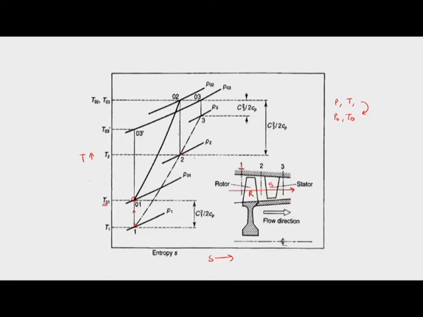Then when we go from 1 to 2, we are basically in the rotor. So, at 2, if we isentropically stop, then we will reach not 2. So, not 2 is the stagnation condition at the outlet of the rotor. So, P naught 1 is the pressure at the inlet of the rotor, and P naught 2 is the pressure at the outlet of the rotor. But then we have stator. So, here onwards we have stator.